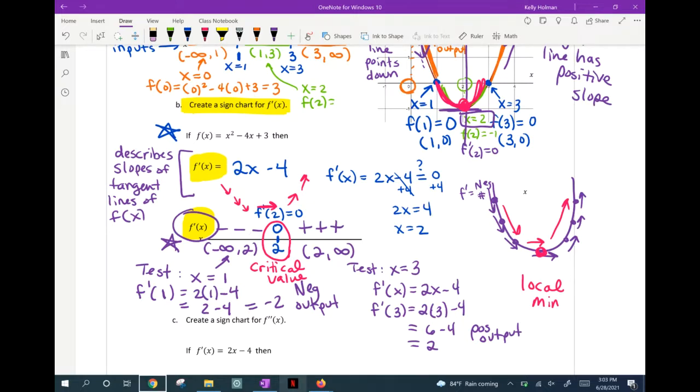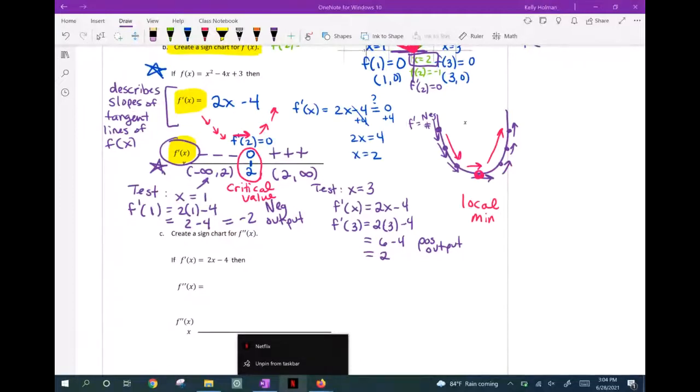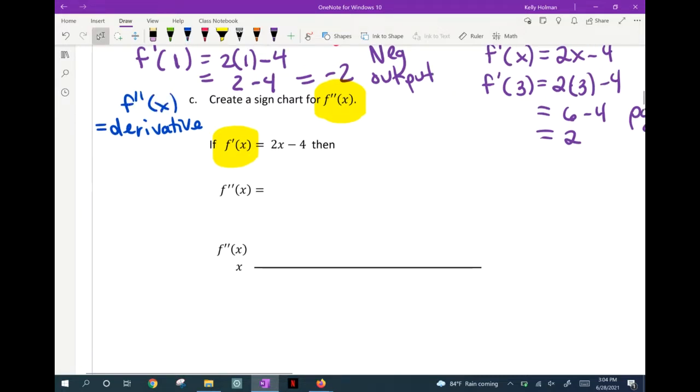Okay, we have 2 minutes. We can do the next one. Here's this brand new idea. This is our first time talking about second derivatives. So I'm going to zoom in real quick. We are going to calculate a second derivative. All that means is the derivative of the derivative. So we need to find the derivative. So f double prime is going to equal the derivative of the first derivative. The second derivative is the derivative of the first derivative.